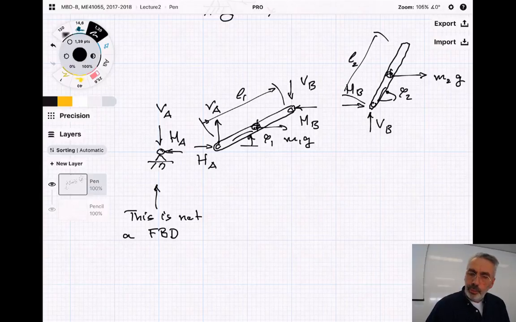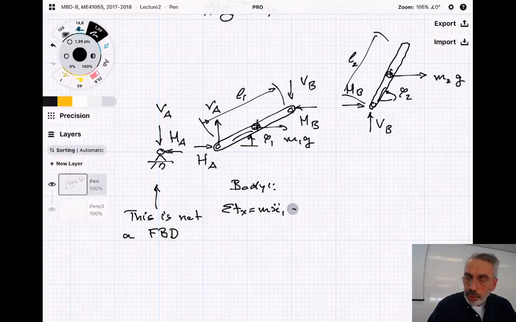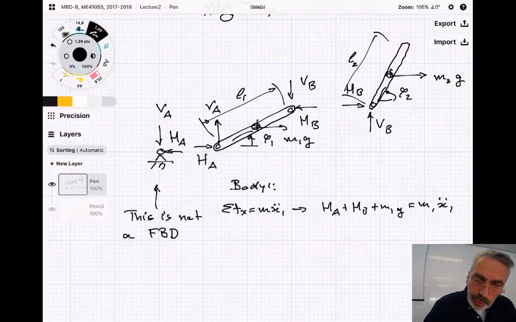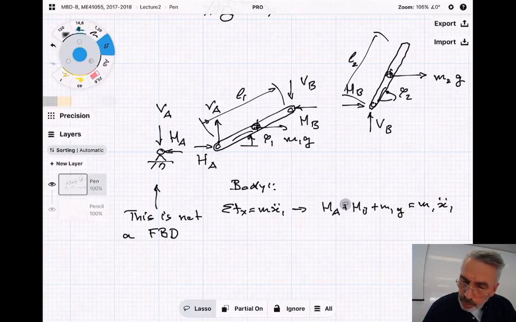Okay. So now we can focus on the two separate bodies, and then it's actually super simple. For body 1, you just write down your Newtonian law. So you say, well, the sum of the forces in the x is m1 x double dot 1. Meaning, in the x I have a horizontal in A, plus a horizontal in B, plus m1g, and that should be equal to m1 x double dot 1. Well, that was super simple. Oh, it's a minus, yeah. Great, thank you. So this should be minus.